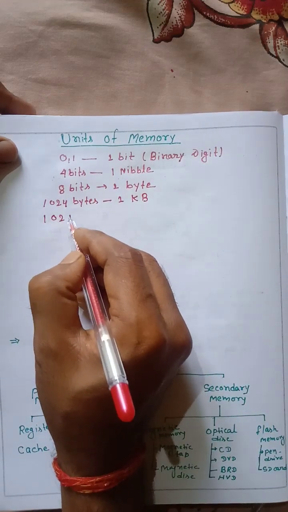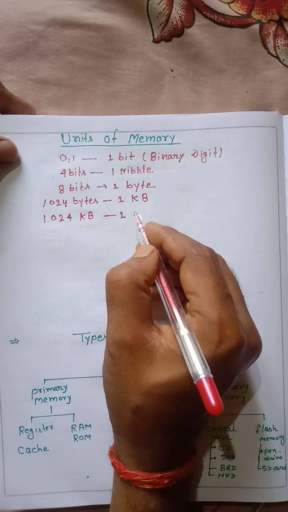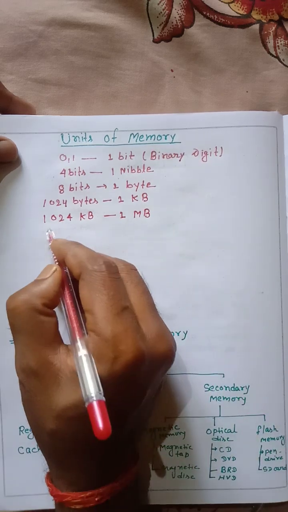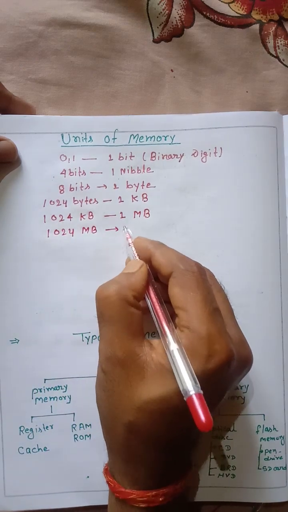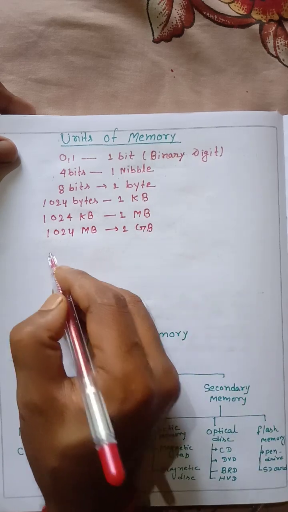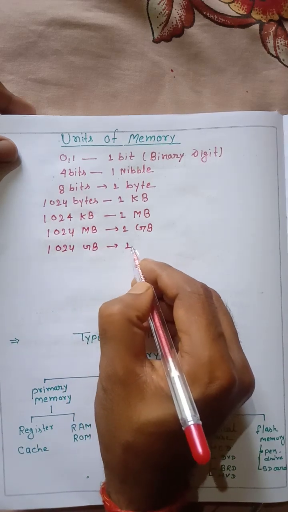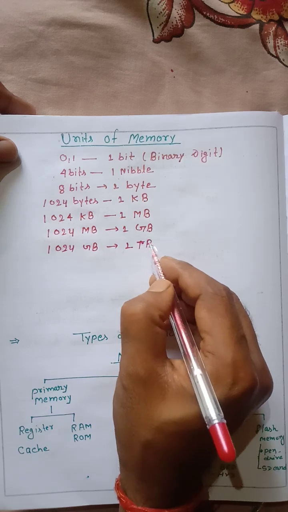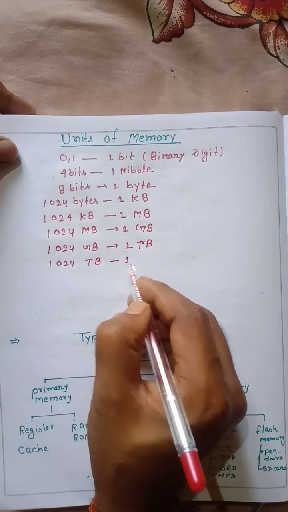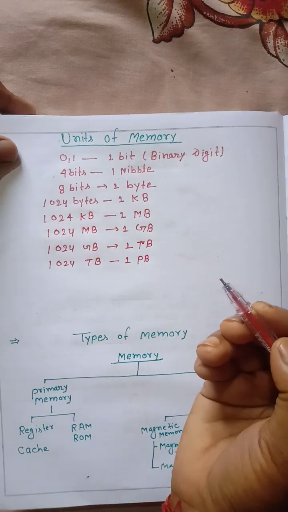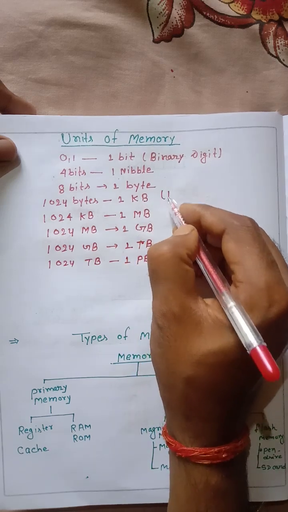1024 KB equals what? You can guess it. 1 MB. 1024 MB equals what? 1 GB. 1024 GB equals what? 1 TB. And 1024 TB equals 1 PB.